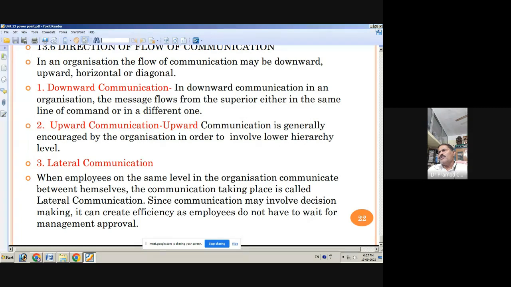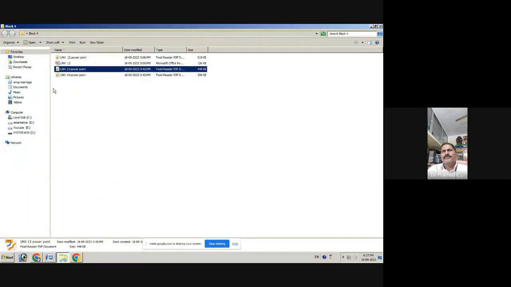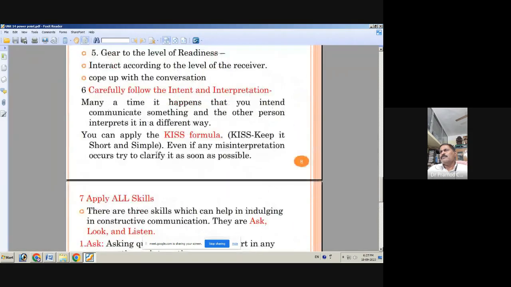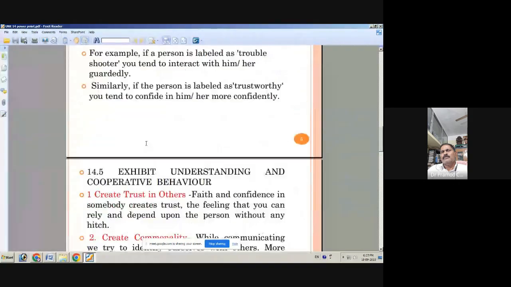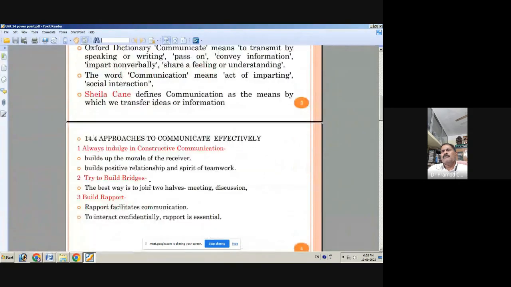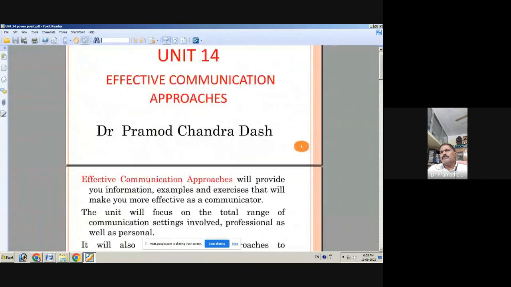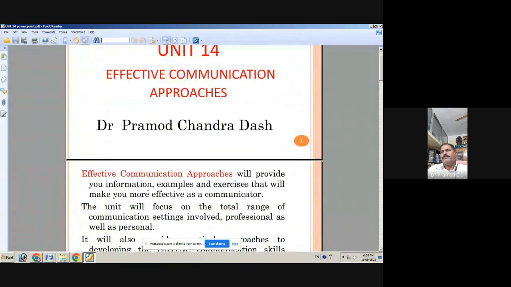Next, we'll have to go to another unit. Unit 14, effective communication approaches.